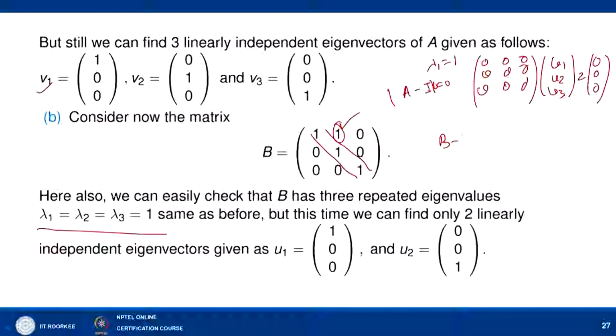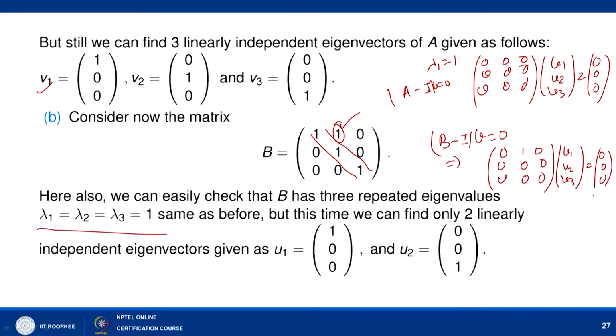How can we check? We simply say (B minus I) V equal to 0. Let us solve this: we have the matrix with rows 0 1 0, 0 0 0, 0 0 0, times V1, V2, V3 equal to 0. So, we simply get that V2 has to be 0. We have 2 free variables, V1 and V3, and we can find 2 linearly independent solutions as (1, 0, 0) and (0, 0, 1). So, here we have 3 repeated eigenvalues, but rather than having 3 linearly independent eigenvectors, we have only 2. We simply perturbed our identity matrix at only one position, but the result is very disappointing: we are not able to get 3 linearly independent eigenvectors.